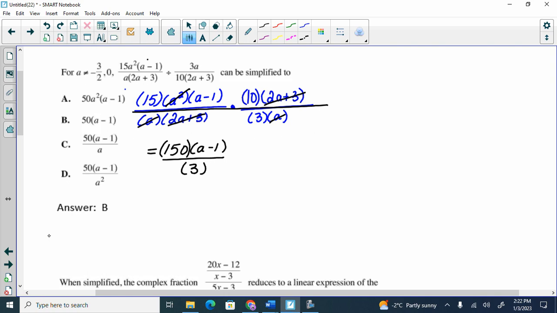So 150 divided by 3. 3 divided by 3 is 1. 150 divided by 3 is 50. So I'm left with 50 a minus 1 over 1, but I don't have to put the 1 if it's in the denominator. I do if it's in the numerator. So you should be getting B.